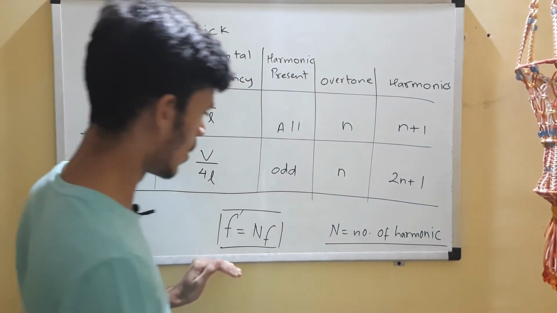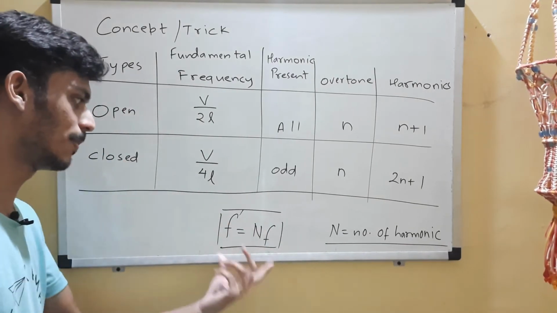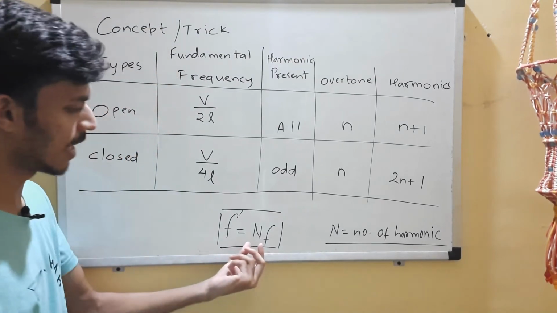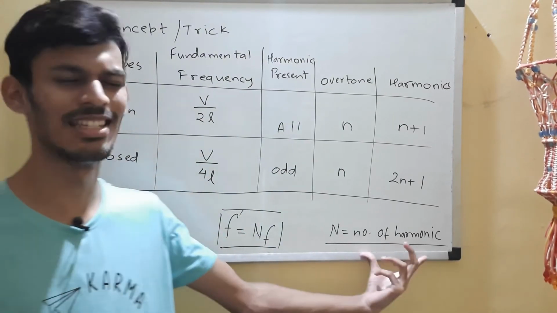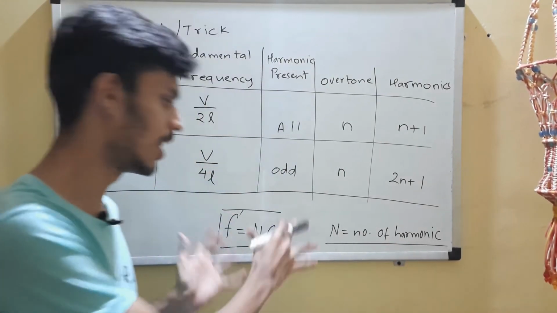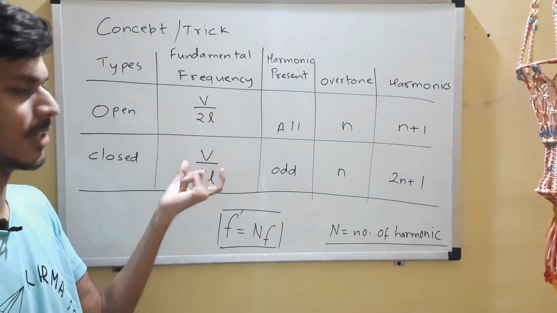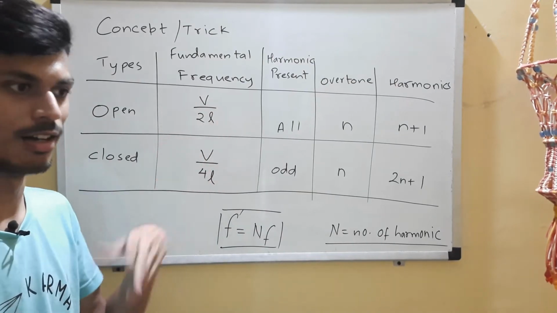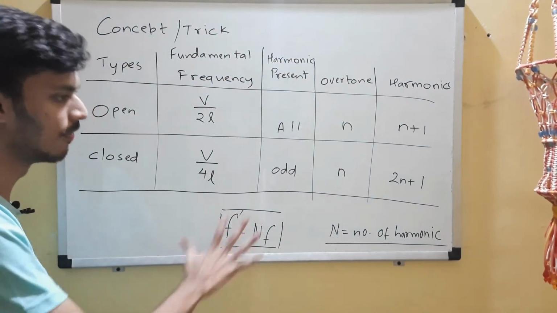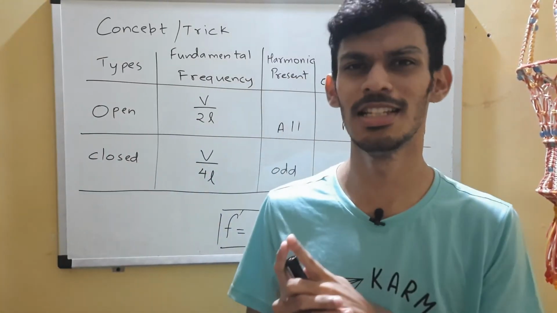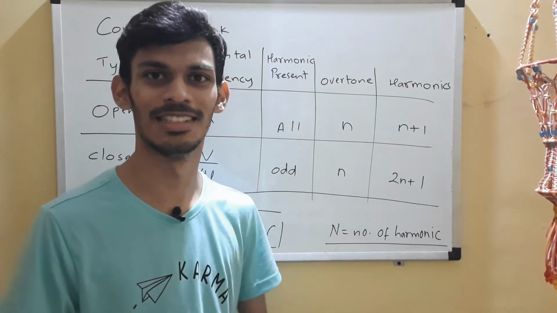Anyways, any frequency through this organ pipe can be represented in this format: f dash equals n times f, where n is the number of the harmonic. Remember that n is the number of the harmonic. This formula we are going to use in problems. And f here is the fundamental frequency, depending upon whether the organ pipe is closed or open. So we'll use this in formula, but before we go to the questions, let's quickly revise which overtone is which harmonic in the next chapter.